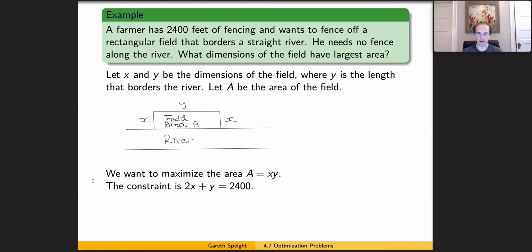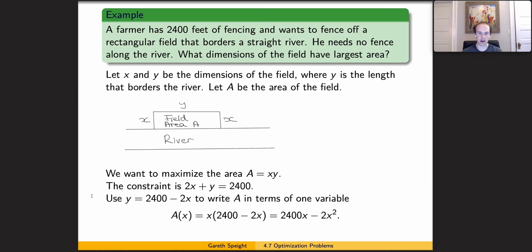And then we can use this to solve for y, get y in terms of x, and then everywhere in the formula for A that we had y in terms of x, we can replace it by x. Okay, so if we use that constraint, we get y equals 2,400 minus 2x. We replace the y in the formula for A by this formula. We get A is 2,400x minus 2x squared.